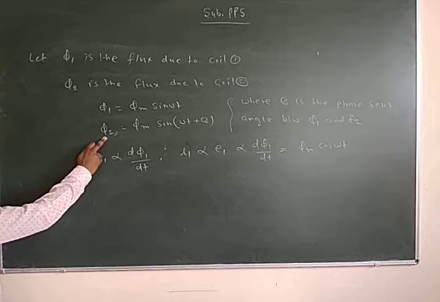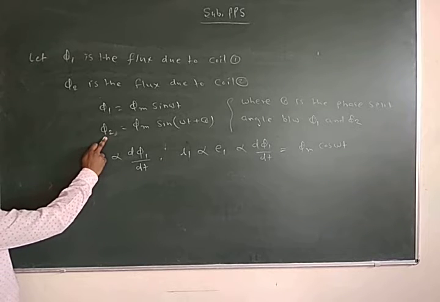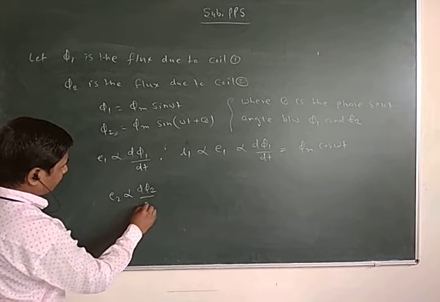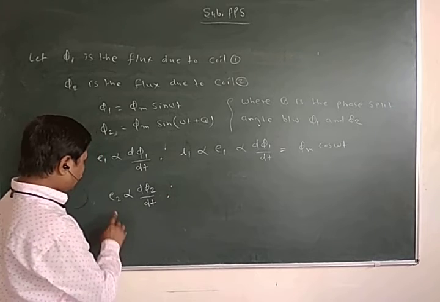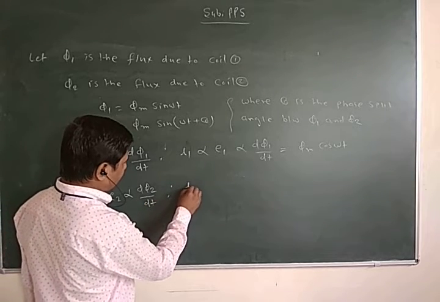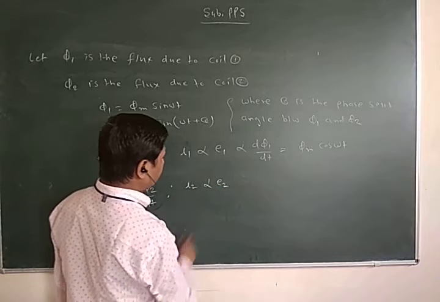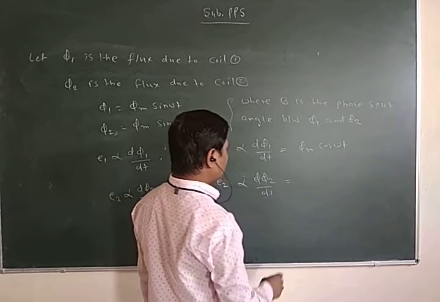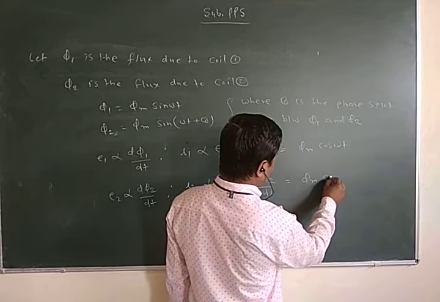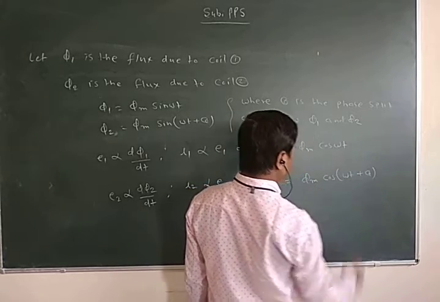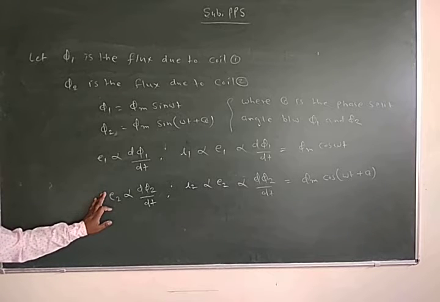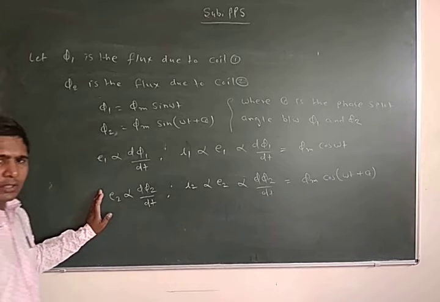Similarly, due to flux Phi2, the EMF in the rotor is E2. So E2 is directly proportional to d Phi2 upon dt. The current I2 is directly proportional to E2, or d Phi2 upon dt, which is equal to Phi m cos(omega t plus theta). Now the torque on the rotor is due to the interaction of the flux of coil 1 and the current due to coil 2.